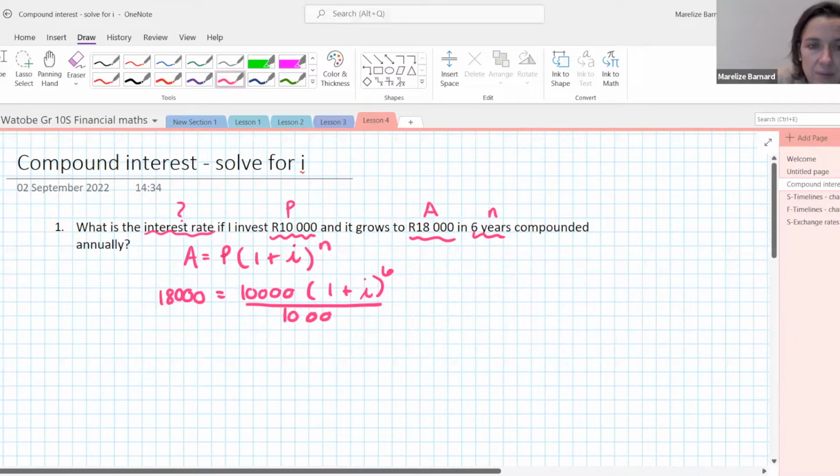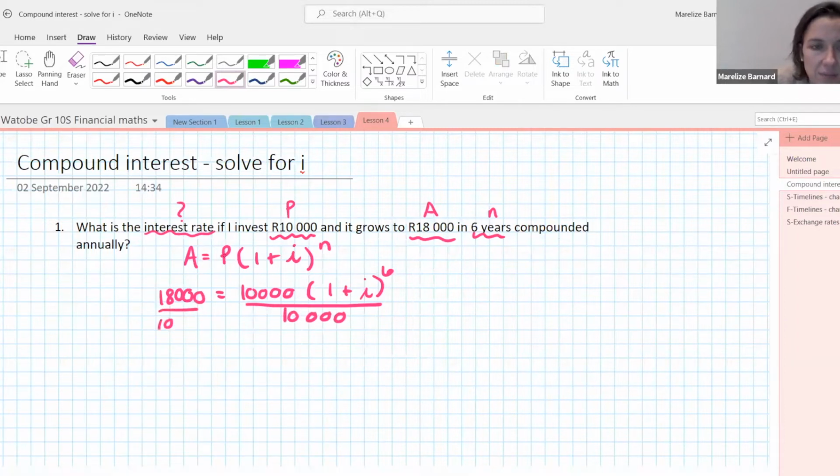If I divide by P on this side, I must divide by P on the other side as well. And that gives me 18,000 over 10,000. Let's work that out quickly. 18,000 divided by 10,000 is 9/5, or if you want to use the decimal, that's fine too. That's 1,8, equals (1 plus I) to the power of 6.